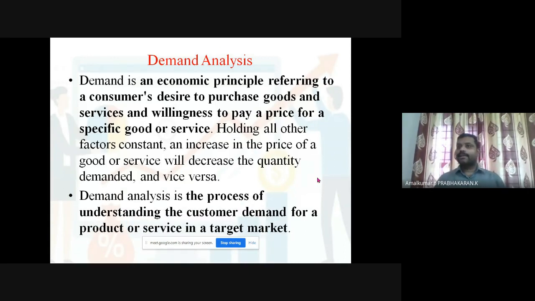Now we are moving to demand analysis. Demand analysis is the process of understanding the customer demand for a product or service in a target market. We want to know the customer demand for a product or service in a particular market, so we use demand analysis.